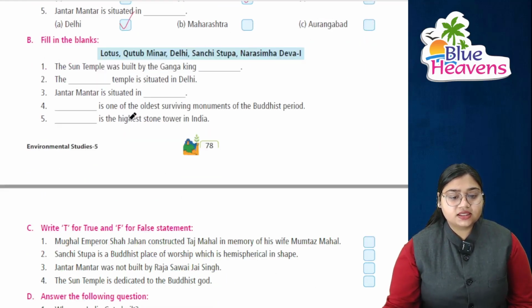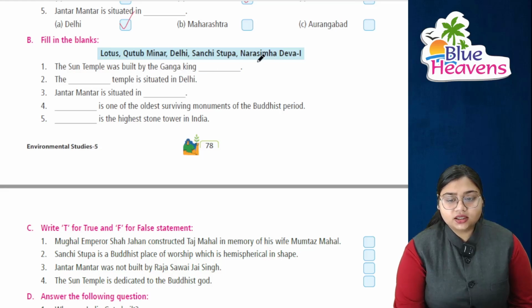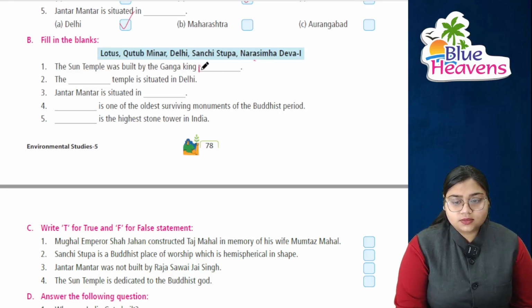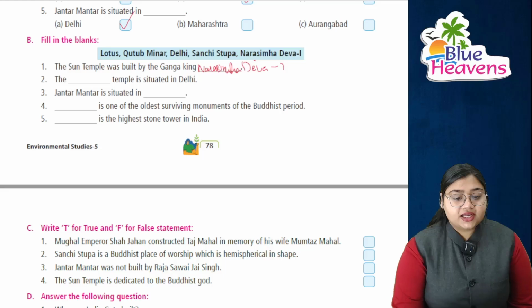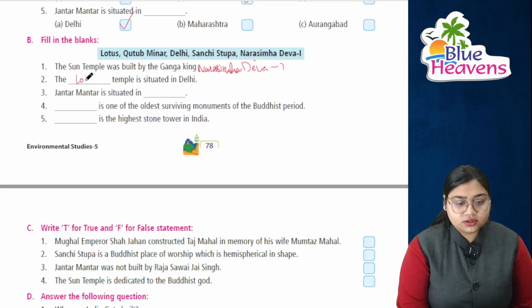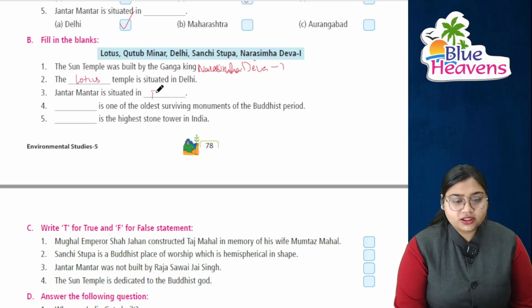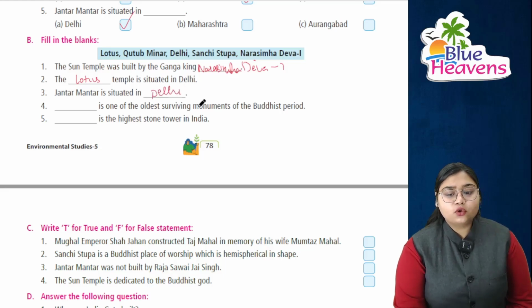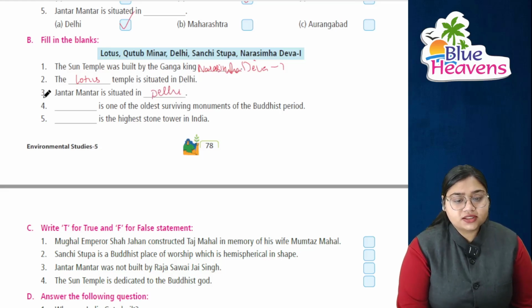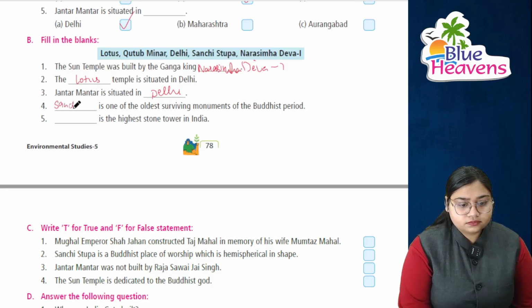Now fill in the blanks. The Sun Temple was built by the Ganga king Narasimha Deva I. The Lotus Temple is situated in Delhi. Jantar Mantar is situated in Delhi. Sanchi Stupa is one of the oldest surviving monuments of the Buddhist period. Qutub Minar is the highest stone tower in India.